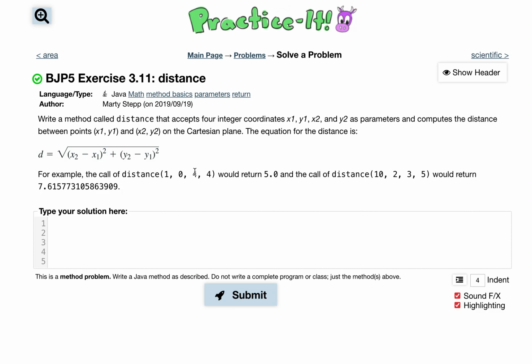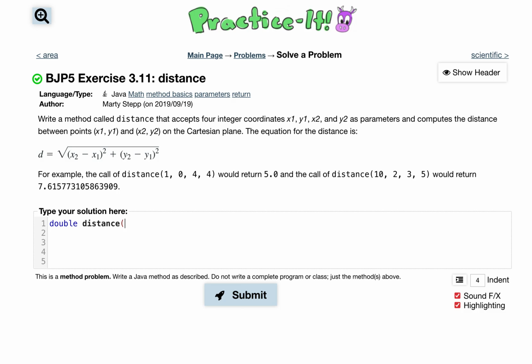And it gives us a sample case numbers here. And we're going to trust that that works. So the first thing we're going to be doing in the solution is writing the method signature or the return type as well as the name. So the return type we want to be a double because we want it to be able to have decimals. So double, and the name is called distance.